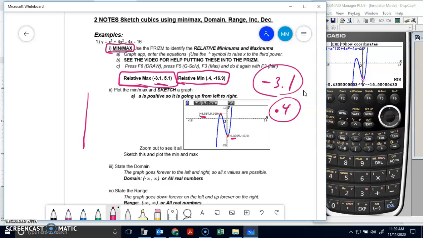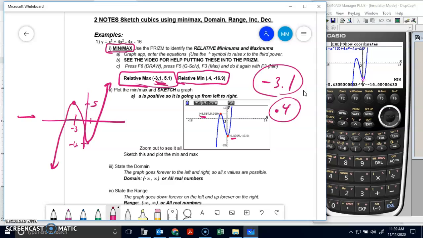Now you are going to draw a sketch. I did it on the calculator, but you'll just draw it and label it. So I'm at negative 3.1, 5.1, and at 0.4, comma negative 16.9. I don't need too many details, but just show it going up.